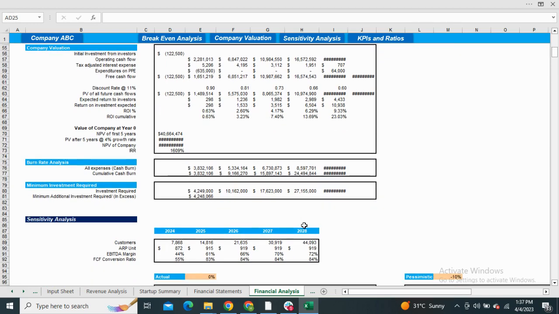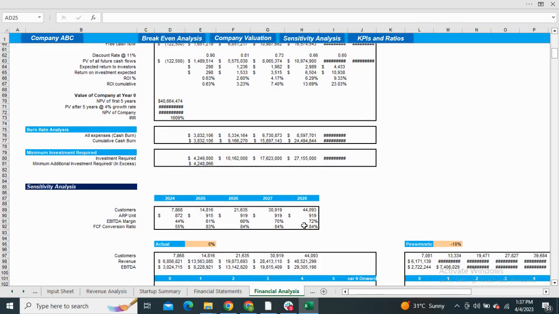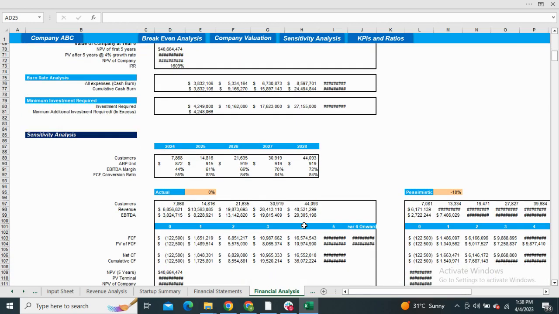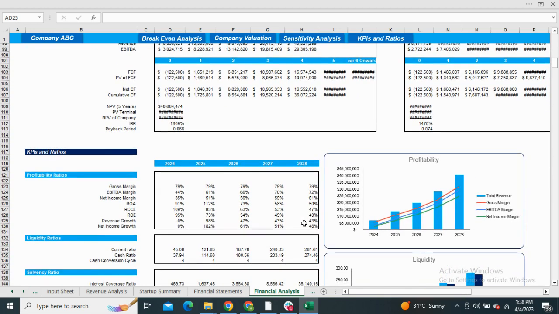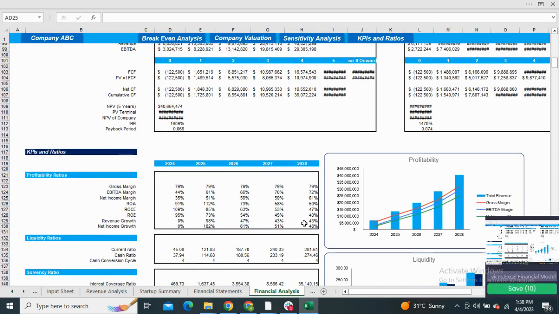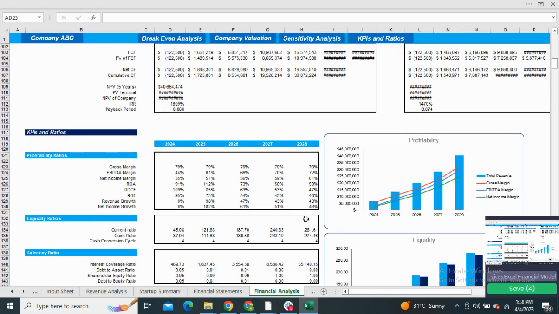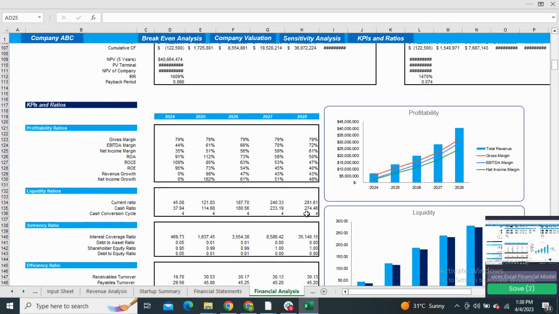Next, we have the sensitivity analysis, which is the comparison of the valuation of the company in the actual, optimistic, and worst case scenarios. Next, we have the KPIs and ratios. Financial ratios include the profitability, liquidity, solvency, and efficiency ratios with their graphical representation.